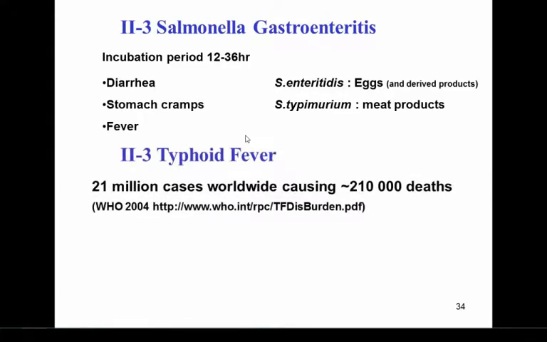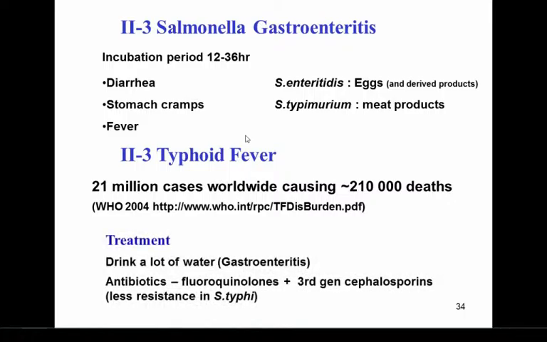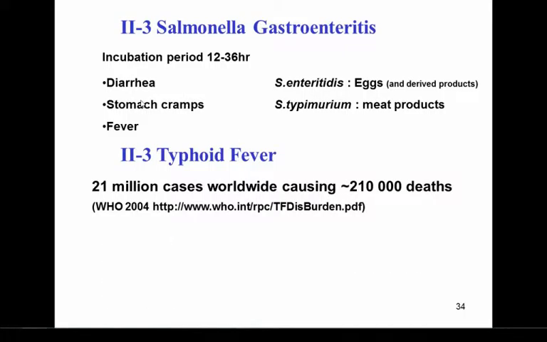Typhoid. As well as that, the other type of pathology you can get from Salmonella is typhoid fever. In this case, you start out with the gastroenteritis, but you also have bacteremia. So you have bacteria in the blood and a systemic infection, not localized. This can be more serious. It's estimated that there are 21 million cases per year. The case fatality ratio is about 1%, so you have about 200,000 deaths per year due to this bacterium.